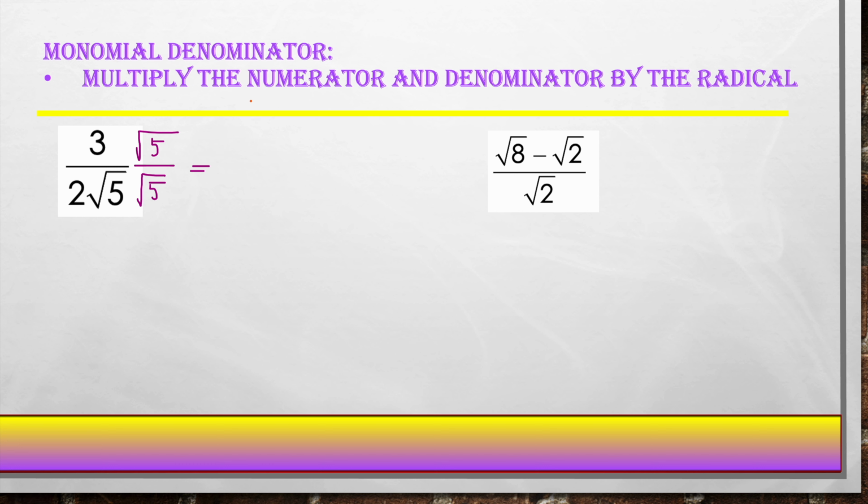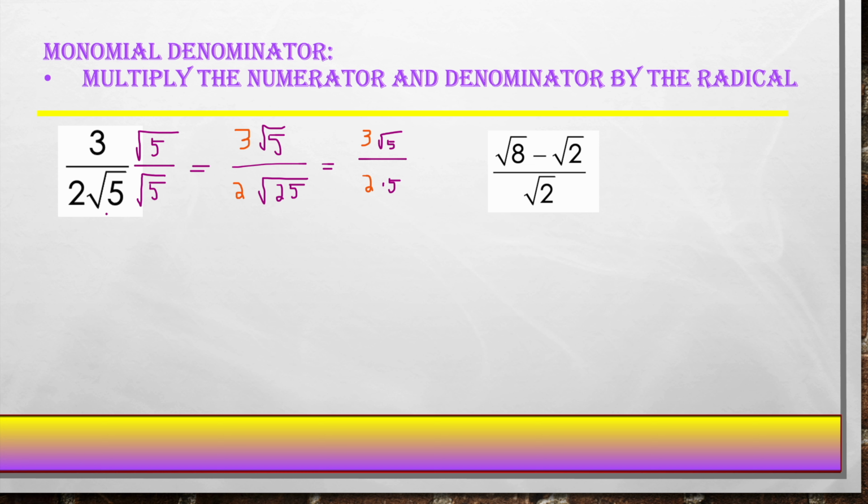The top, 3 times root 5, is going to give us 3 times root 5. One's outside, one's inside, so you can't combine them at all. The bottom, we have a 2 here. Now root 5 times root 5, we're allowed to write as root 25. And the square root of 25, well, that's just 5.